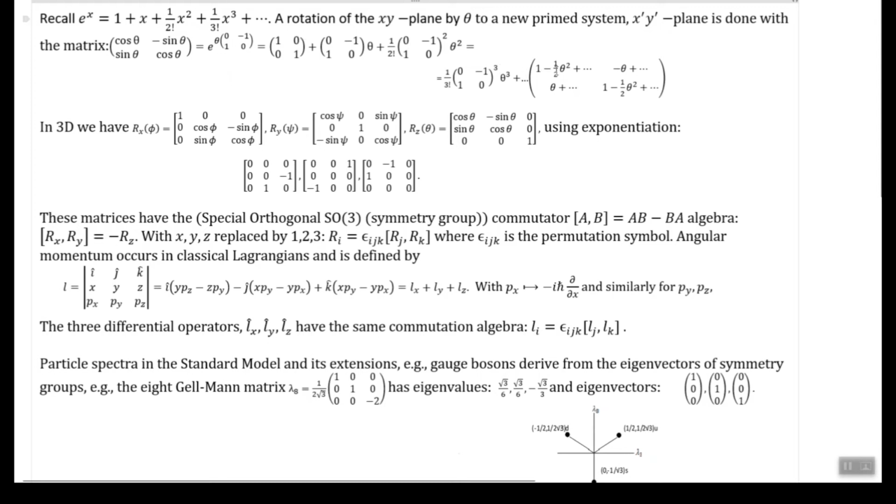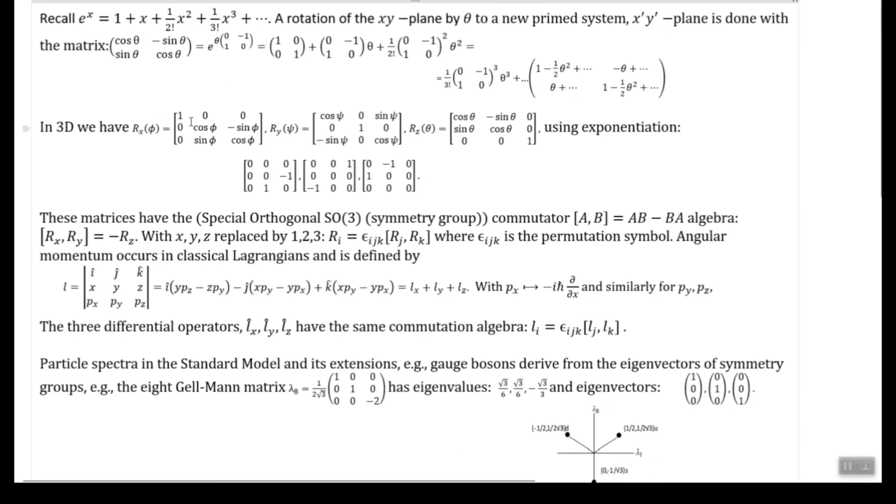This is 1 minus a half theta squared, and on. This is minus theta, and theta to the third power over 3 factorial, and on. This is exactly symmetric. If we continue this, one would recognize that this is the Taylor series for cosine of theta. This is the Taylor series for sine of theta. And so I recover, through this method, that. There's a reason I'm doing this, and we'll come back to it in a second.